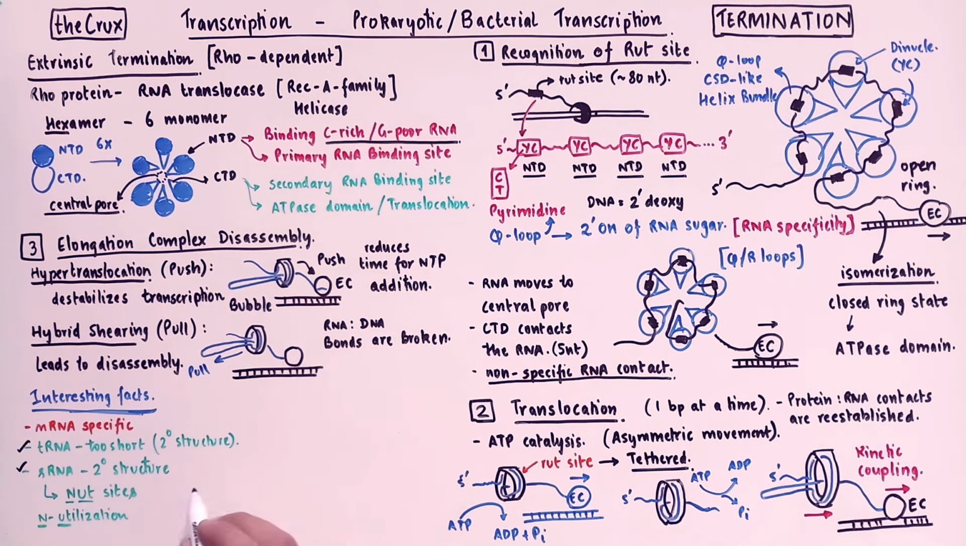So how do these work? If the Rho is translocating on the RNA, you can have some hairpin structures or NUT sites that bind some proteins like the protein N downstream of the Rho protein. So in these cases, the Rho will not be able to get passed through them, and therefore the translocation of elongation complex will continue, and the Rho will not be able to stop them.